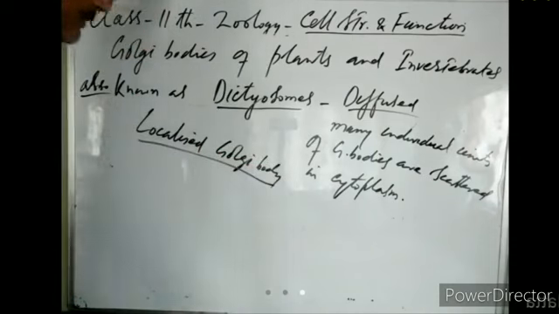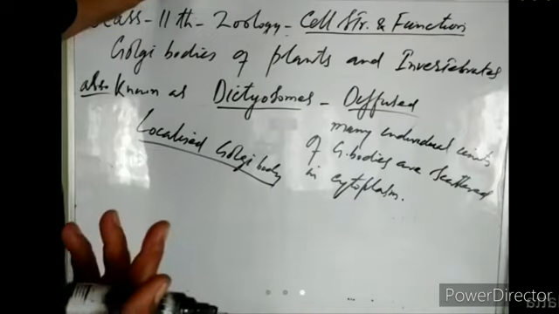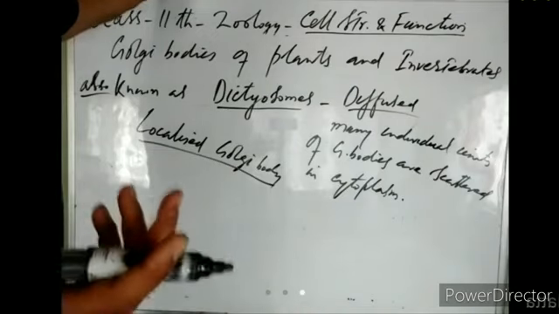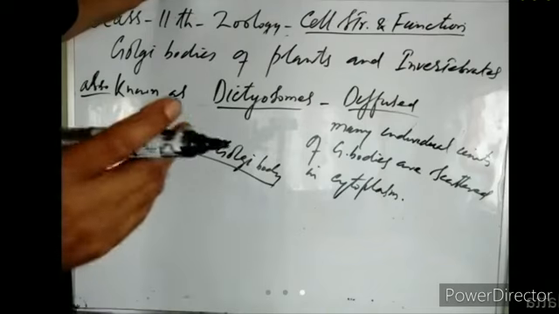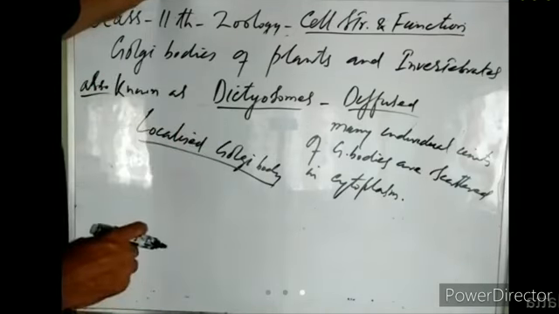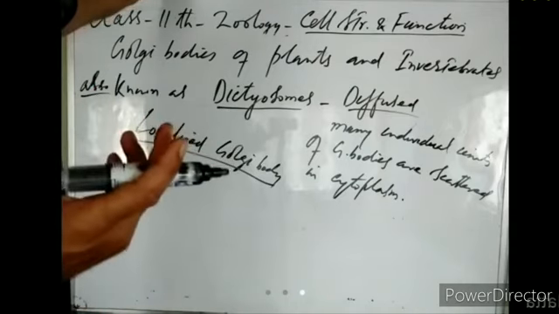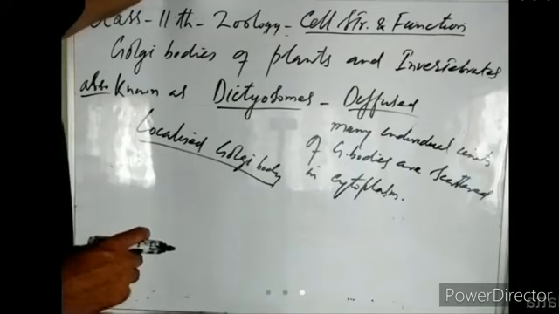The Golgi body may be localized or it may be diffused. In a localized Golgi body, all the components of Golgi bodies, cisternae, tubules, and vesicles, are present at one place as a single unit. When such a structure is found, that is known as a localized Golgi body.